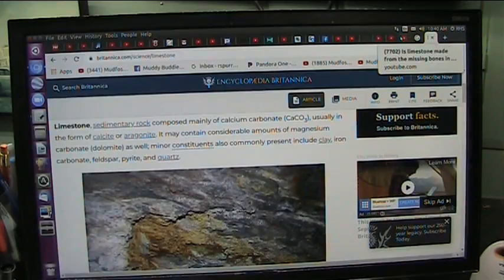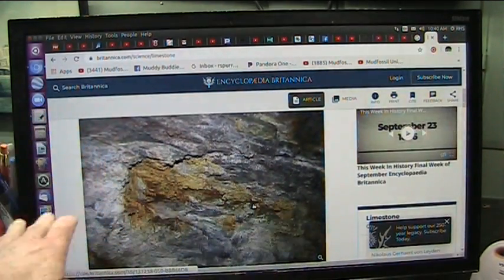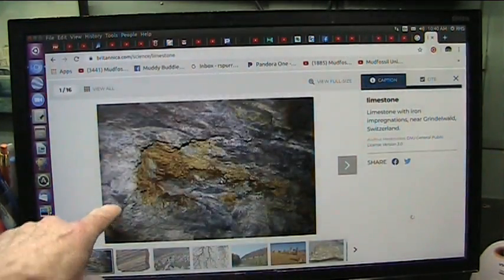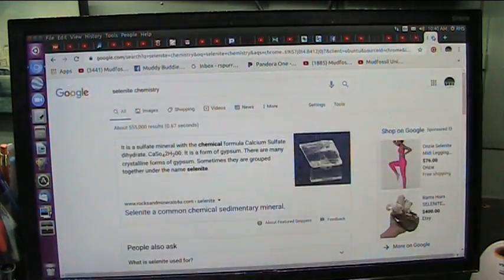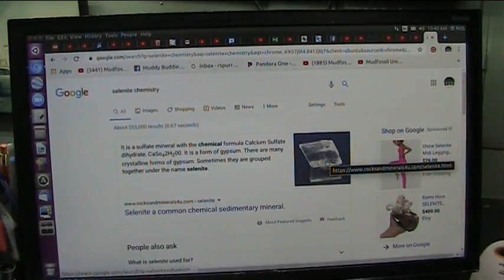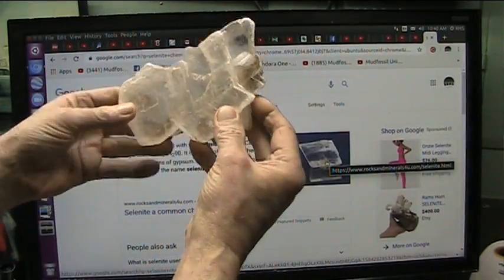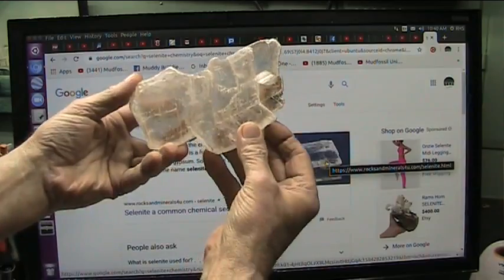Hold on a second. Well, first of all, this is limestone. Anybody that understands mud fossils understands that that's a mud fossil. It's nothing to do with limestone. I mean, it's nothing to do with sedimentary rock. Then we go to selenite. Selenite is this right here, and that is also limestone. That's limestone, but it was in a different chemistry, okay?